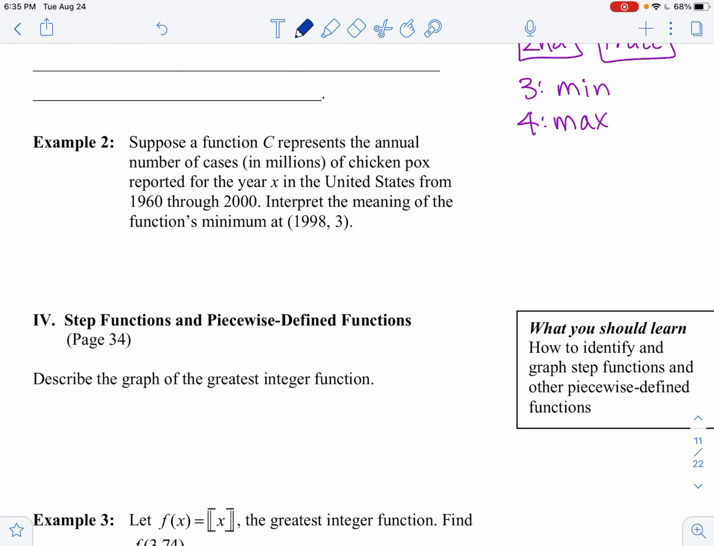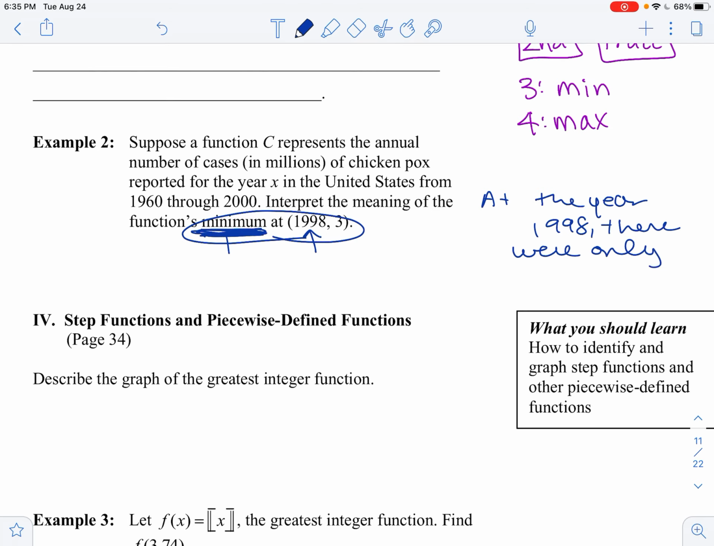Okay? So suppose a function C represents the annual number of cases, and there's a meaning behind a minimum point of (1988, 3). That tells me, if it's a minimum, that the lowest point was at this x value. So we can say that in the year 1988, there were only 3 cases of chickenpox, the lowest in years.